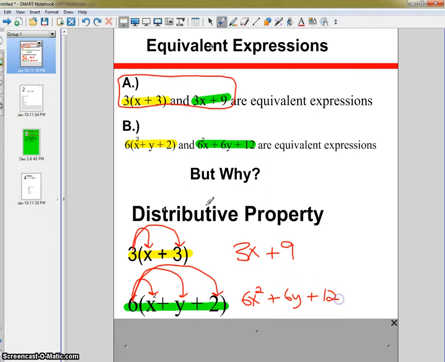What I've done now is I've created an equivalent expression for originally what's highlighted in yellow, 6 parentheses x squared plus y plus 2, close parentheses, is equivalent to 6x squared plus 6y plus 12. These are the same expressions.